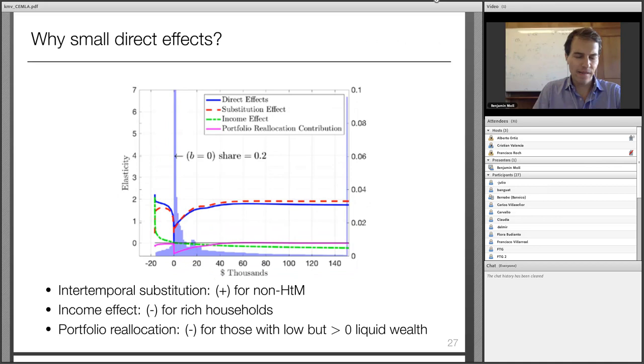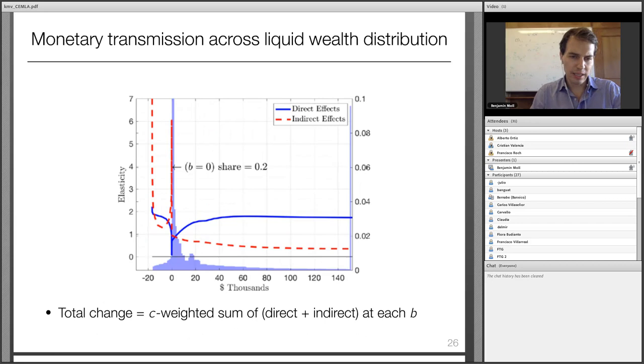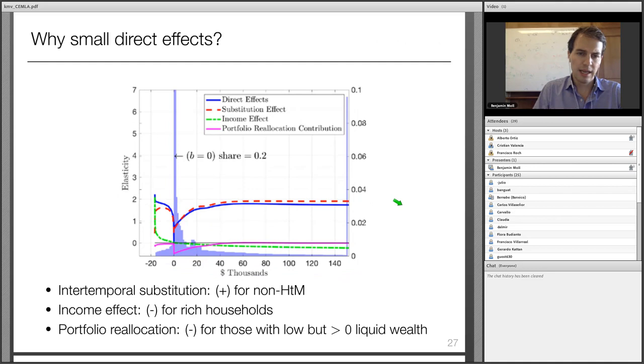Okay, let me think what else to show you briefly. This is something kind of interesting. One thing to think about is that there's still a region where there are a lot of people right here, between say $0 and $40,000 of liquid wealth, and there's a lot of consumption accounted for by these guys that have low direct effects. So the question is, why are these direct effects so low, even though these guys are not constrained? They do have positive liquid wealth, so why don't they respond to interest rate changes more strongly? And the answer is on the next slide.